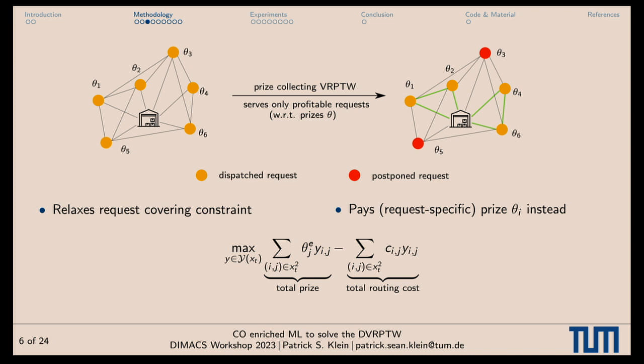To implement this approach, we express this dispatching problem as a price collecting vehicle routing problem with time windows. This PCVRPTW relaxes the request covering constraint and allows us to not serve certain requests at all, in contrast to, for instance, a VRPTW, where each request needs to be provided service. It instead pays a request-specific price upon providing service to a given request, which transforms the distance minimization problem that we have in regular vehicle routing into a profit maximization problem, which essentially tries to maximize the difference between the total price that is paid for providing service to requests minus the total routing cost that is incurred by providing service to those.